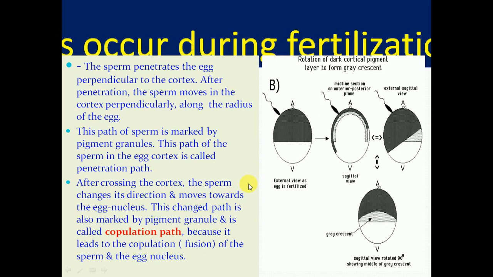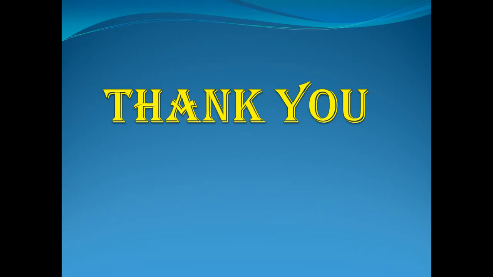After crossing the cortex, the sperm changes its direction and moves towards the egg nucleus. This changed path is also marked by pigment granules and is known as the copulation path. So the penetration path is one thing and the copulation path is another. Why is it known as the copulation path? Because it leads to copulation, as the sperm now fuses with the egg pronucleus, and that's why that path is known as the copulation path.